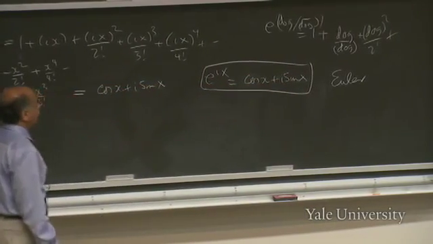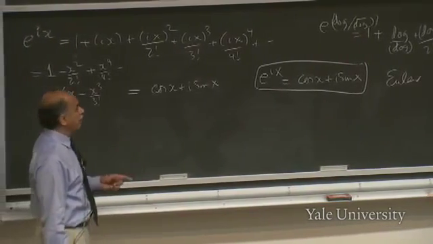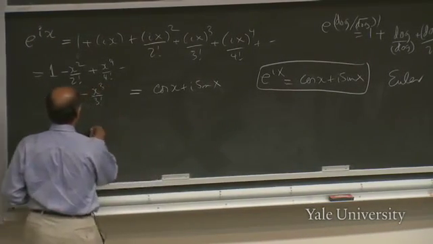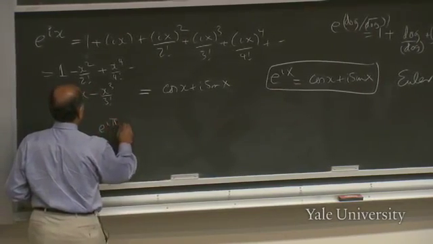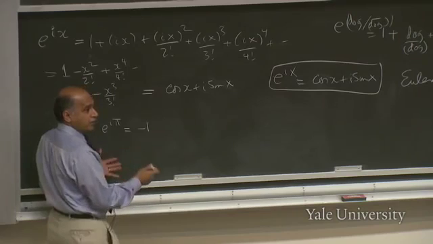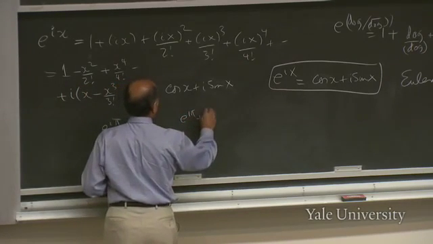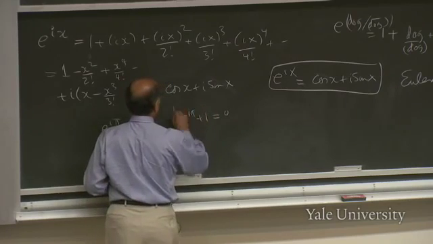And here is the particularly beautiful special case of this formula. If you put x equal to pi, I get the result e to the i pi equal to cosine pi, which is minus 1, plus i sine pi, which is 0. So I get the result e to the i pi plus 1 equal to 0.